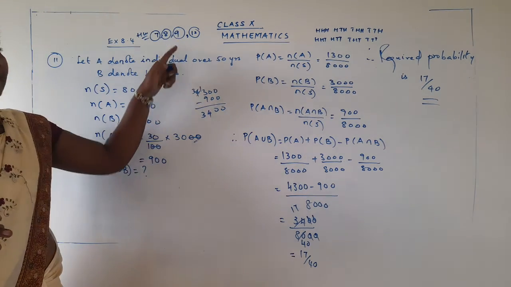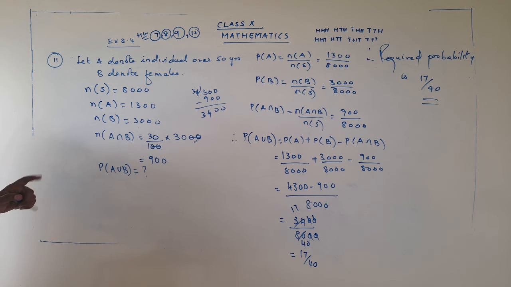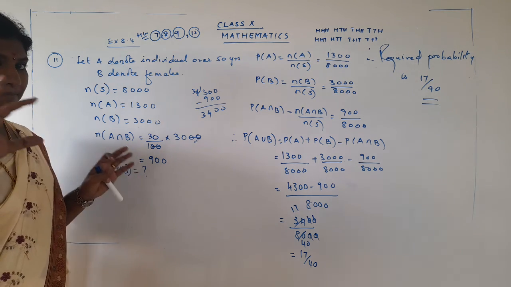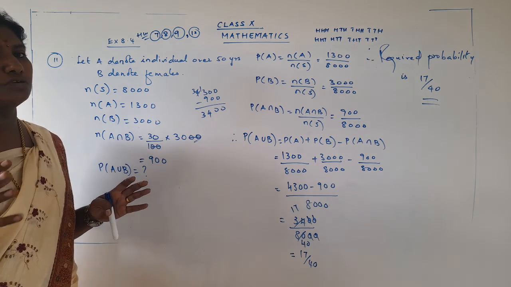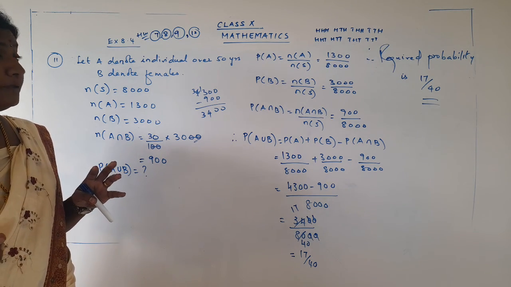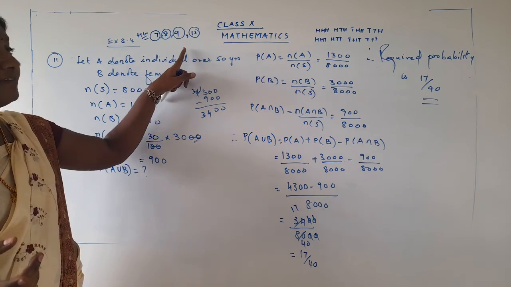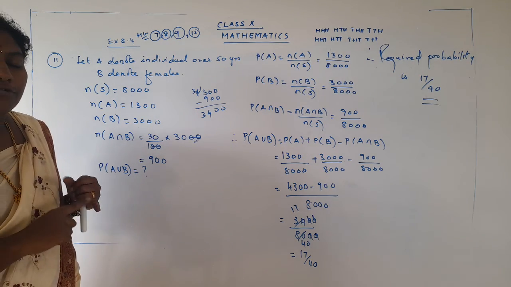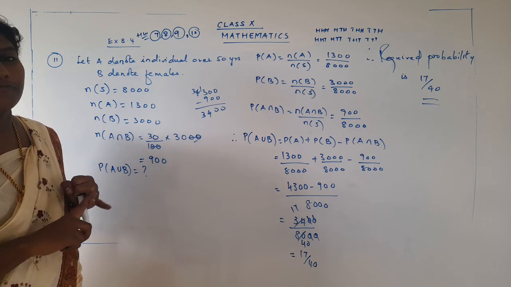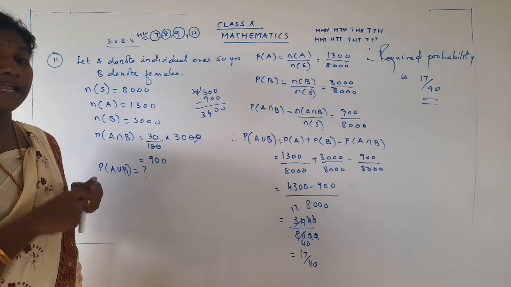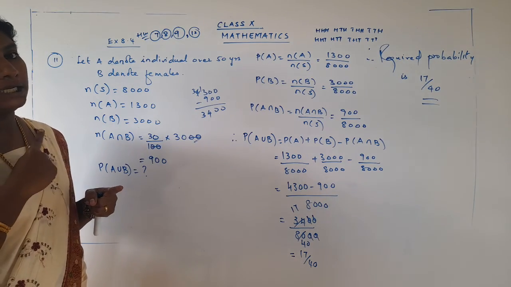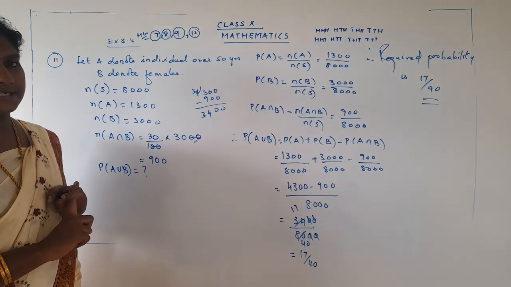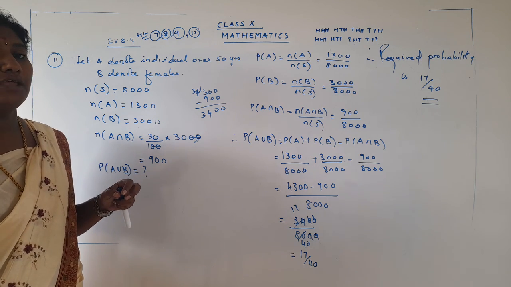So sums number 7, 8, 9 deal with two events, A, B. Like you have to use that formula, P of A union B is equal to P of A plus P of B minus P of A intersection B. And sum number 12 will be dealing with 3 events. We have already written the formula for 3 events. Yes, P of A union B union C is P of A plus P of B plus P of C minus P of A intersection B minus P of B intersection C minus P of C intersection A, and last plus P of A intersection B intersection C.